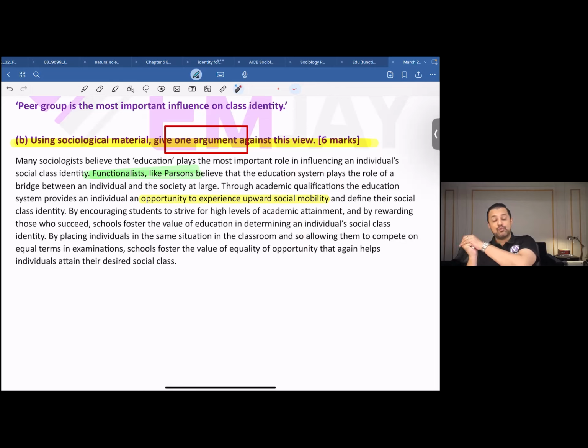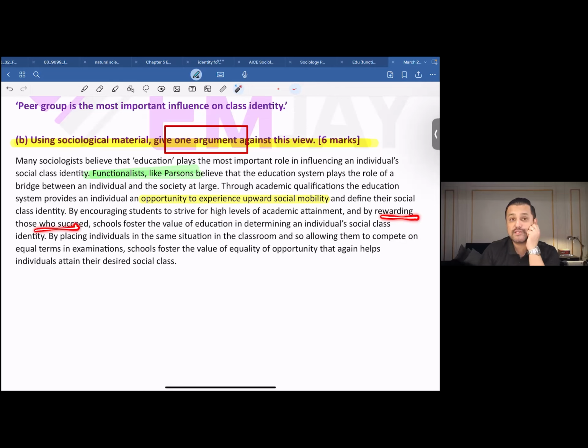Now, a major reason why many of us are attending school or are studying this is because your parents, of course, and you also believe that these academic qualifications would help you raise your social class, help you earn more money and improve your social position within the society. So through academic qualifications, the education system provides an individual an opportunity to experience upward social mobility and define their social class identity by encouraging students to strive for high levels of academic attainment and by rewarding those who succeed.